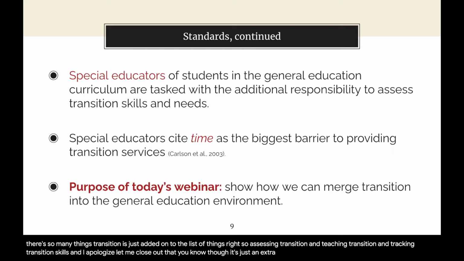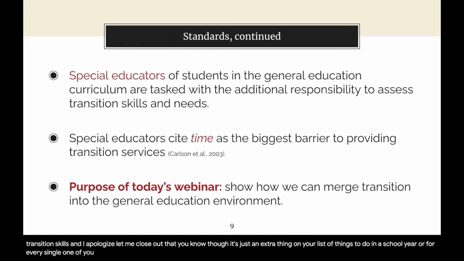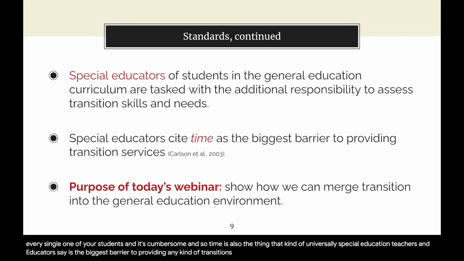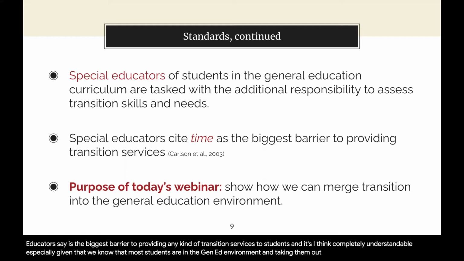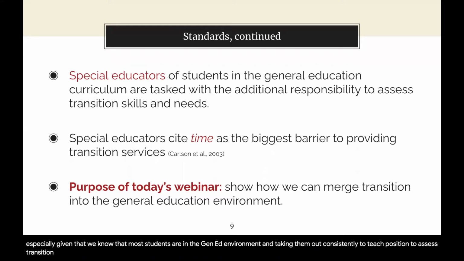It's just an extra thing on your list of things to do in a school year or for every single one of your students, and it's cumbersome. And so time is also the thing that universally special education teachers and educators say is the biggest barrier to providing any kind of transition services to students. And it's, I think, completely understandable, especially given that we know that most students are in the gen ed environment, and taking them out consistently to teach transition, to assess transition, to do all these other things regarding transition, no matter how important it is, is also not necessarily the most realistic option that we have in schools today.